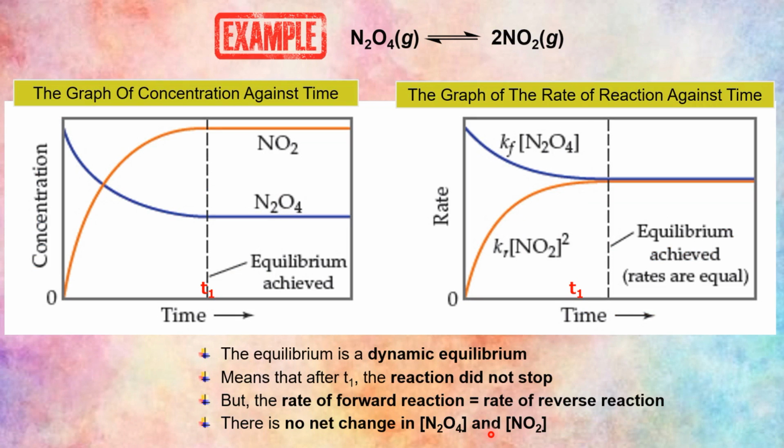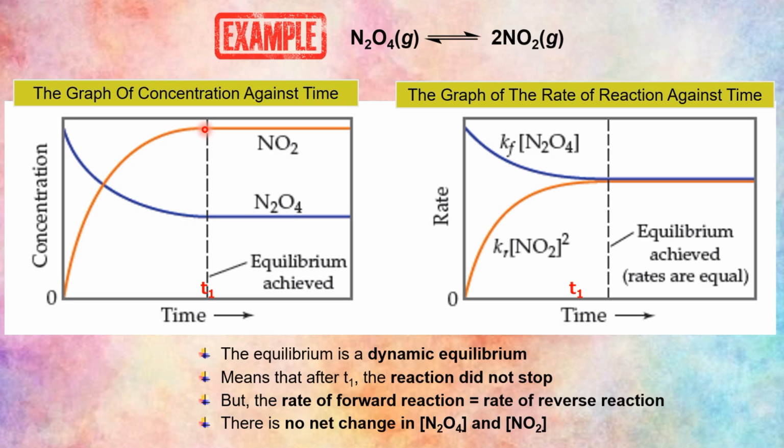Alright, so now we move to these two graphs. There are two different graphs here according to this equation. The first graph refers to concentration against time. As for the reactant, it will decrease. As for the product, it will increase.